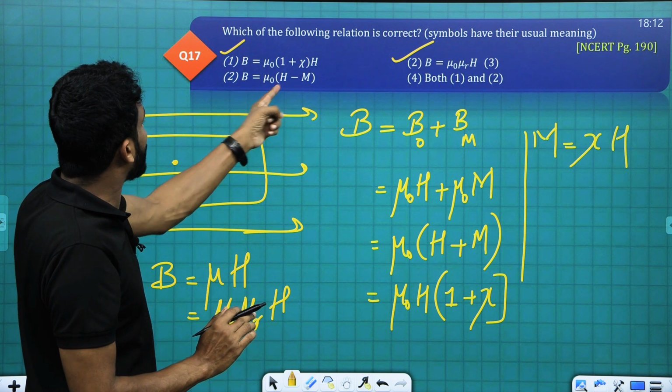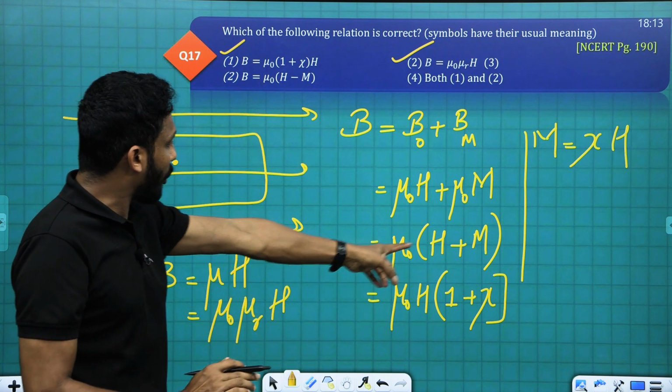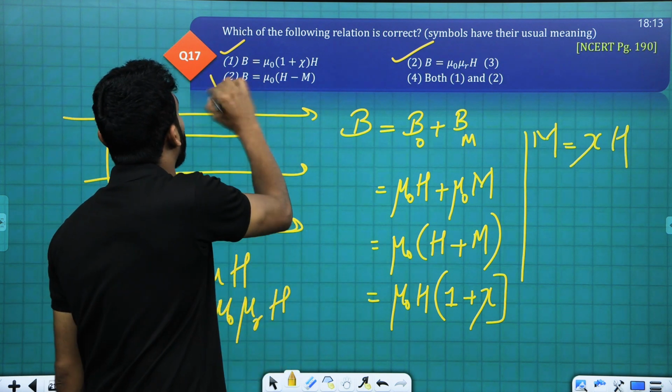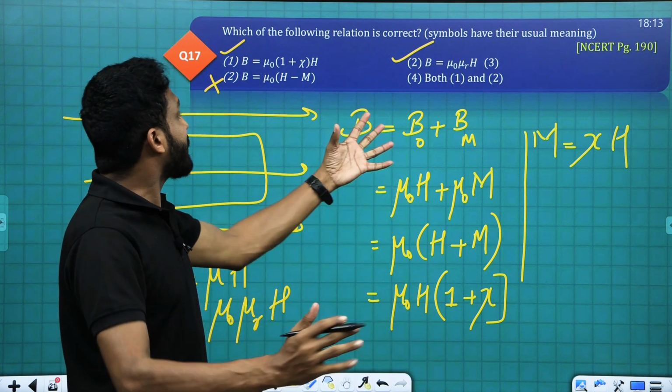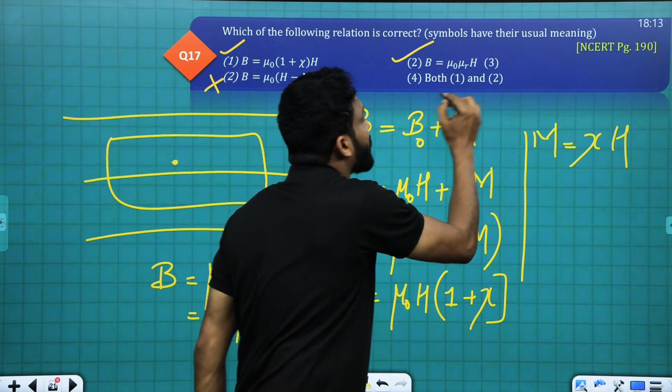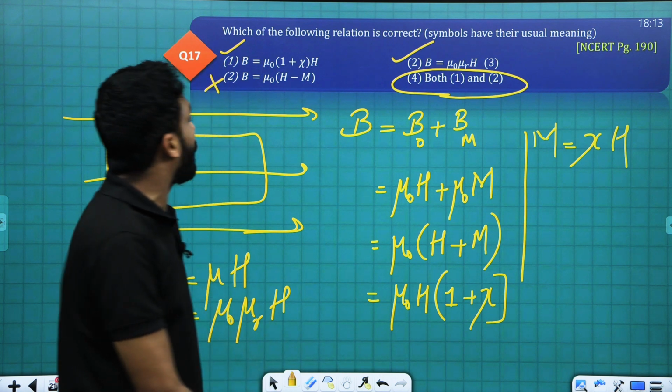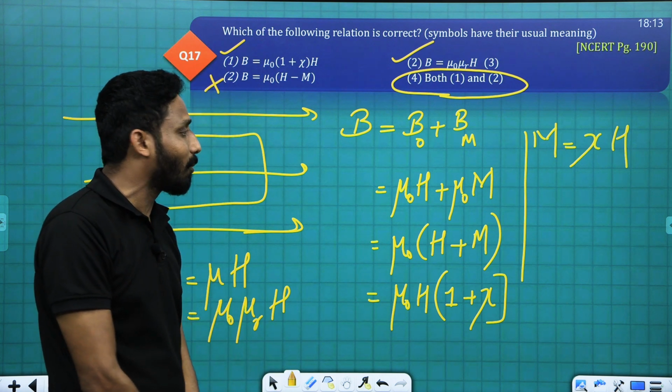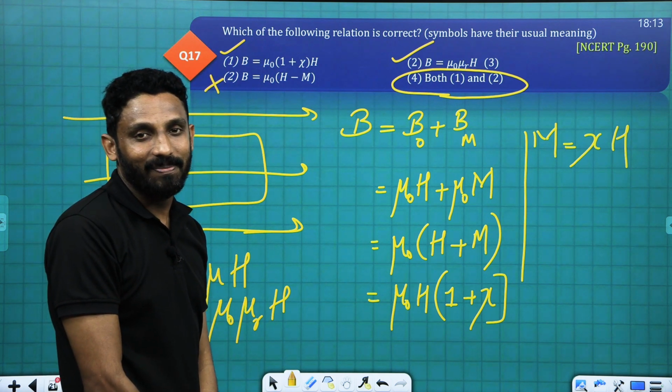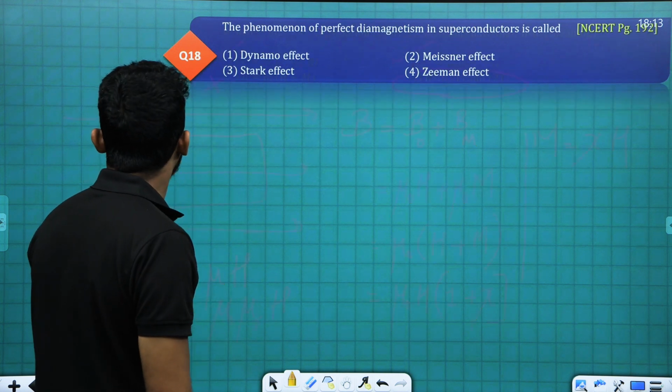And what about this? B is equal to mu 0 into (H minus M). Is that true? No. It is mu 0 into (H plus M) only. So this is incorrect. Then our answer is both 1 and 2, the correct formula, the answer of question number 17. Clear? Okay. The next one.